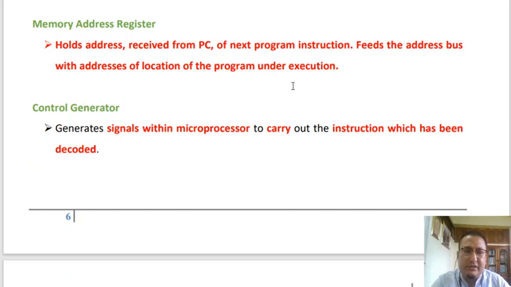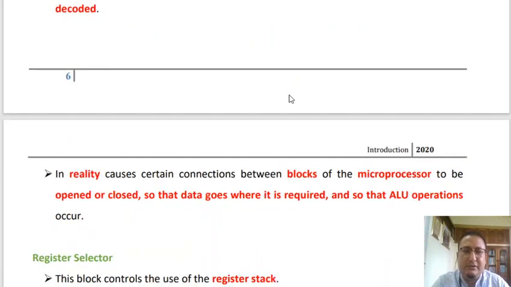Then the control signal generator. As we've already discussed in the previous portion, it is responsible for generating all necessary signals that enable the microprocessor to execute an instruction. It actually ensures that the circuitry is opened or closed in order to ensure the passage of data, so that the arithmetic or logical unit performs an operation. So that is the role of the control signal generator.